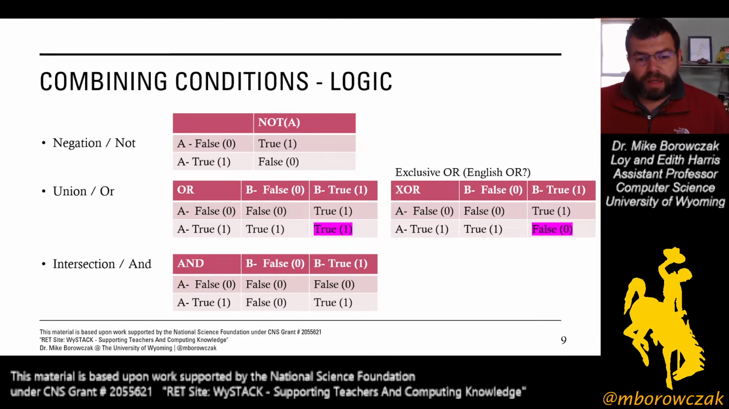The final thing that we do a lot of in terms of Boolean logic is AND, the intersection between two elements. So in this case, the only time that the intersection is true is if A and B are both true, then the result is true as well.